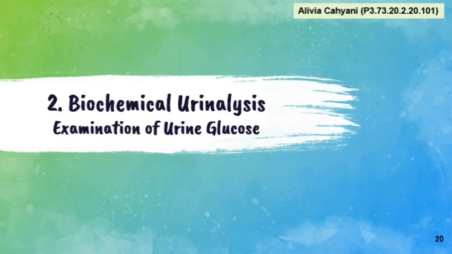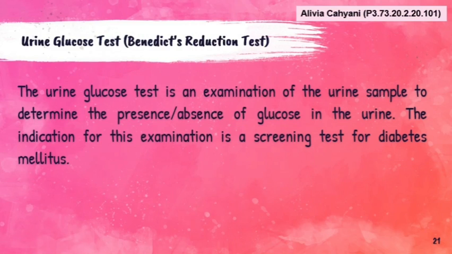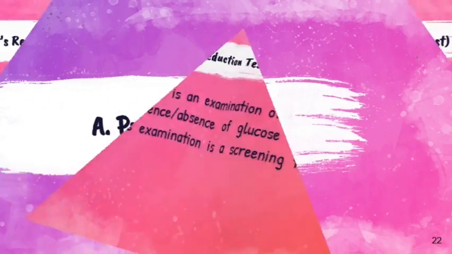2. Biochemical urinalysis: examination of urine glucose. Urine glucose test, or Benedict's reduction test. The urine glucose test is an examination of the urine sample to determine the presence or absence of glucose in the urine. The indication for this examination is a screening test for diabetes mellitus.